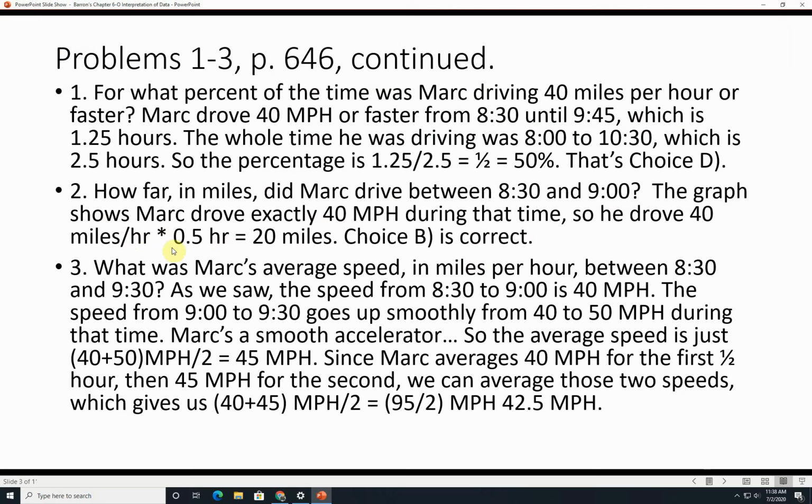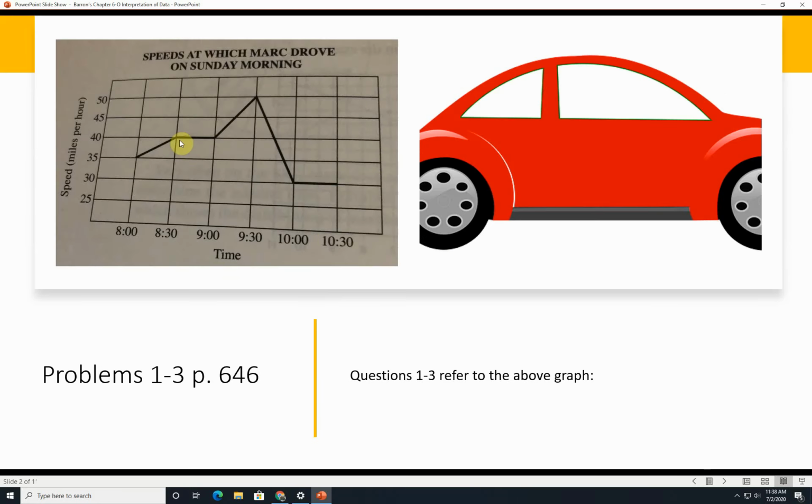3, what was Mark's average speed in miles per hour between 8:30 and 9:30? Well, as we just saw, the line from 8:30 to 9 is completely horizontal, so that's 40 miles per hour. Between 9 and 9:30, he accelerates perfectly smoothly from 40 to 50 miles per hour. That's nice on these math tests that everything is done just perfectly. Anyway, that's fine. So we know that you can just take the average of 40 and 50, and this will fill in as though it were just a straight line across here at 45.